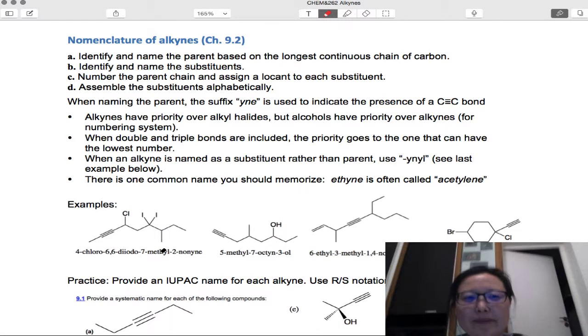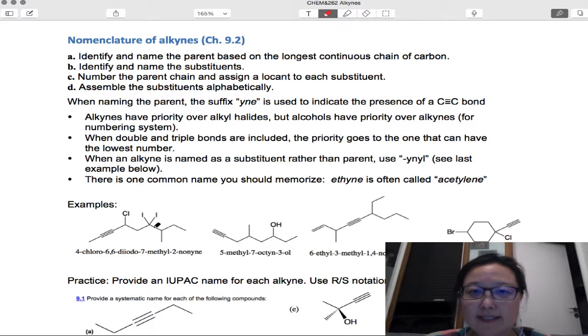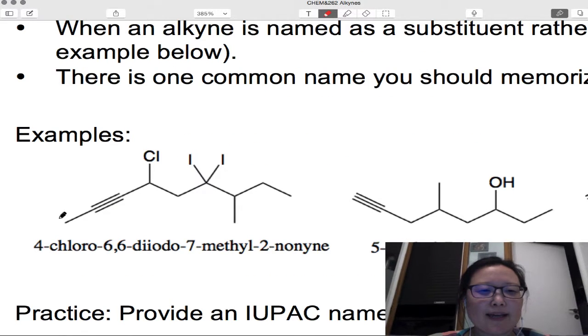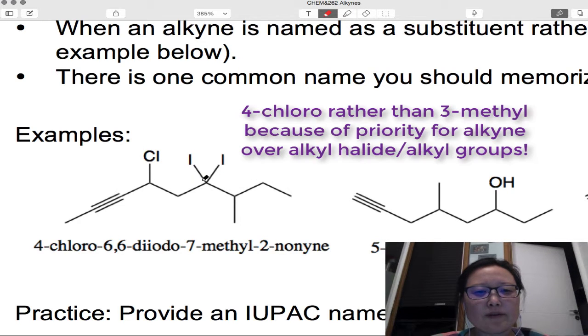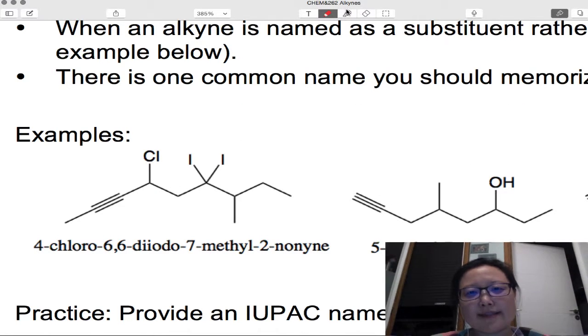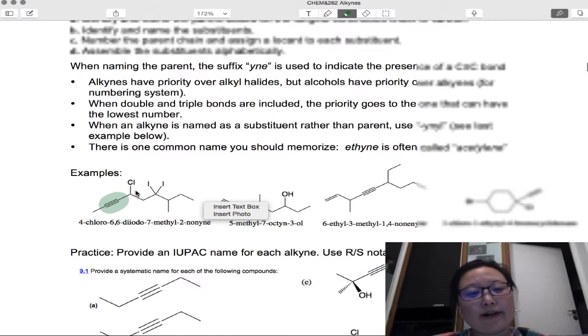All right, let's talk about nomenclature now. Same kind of rules as before. We look for the longest continuous chain. So in this example here, 1, 2, 3, 4, or 1, 2, 3, 4. So there's something happening at 4 here, but then here there's the alkyne. So notice that alkynes are going to take priority over alkanes and alkyl halides, but not over alcohols.